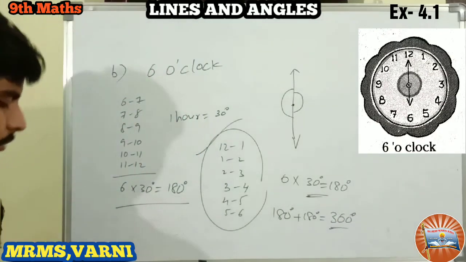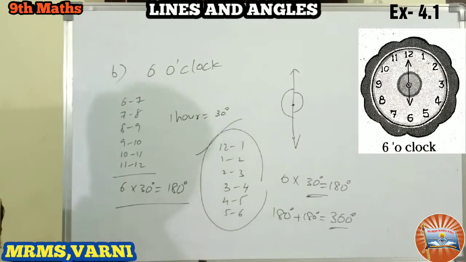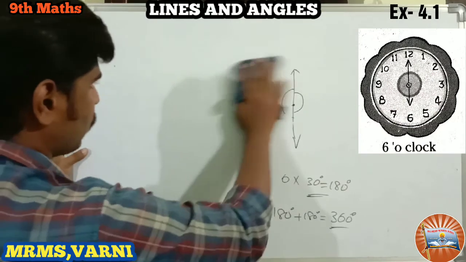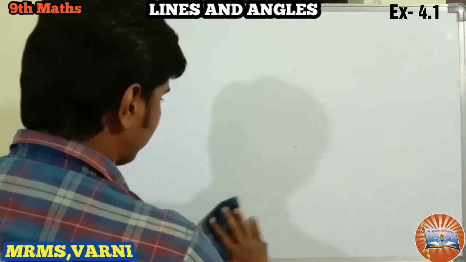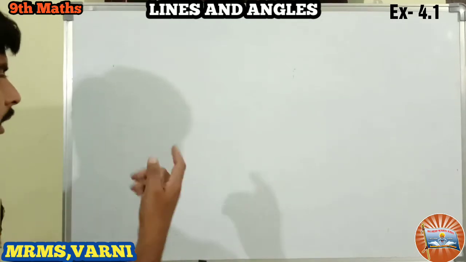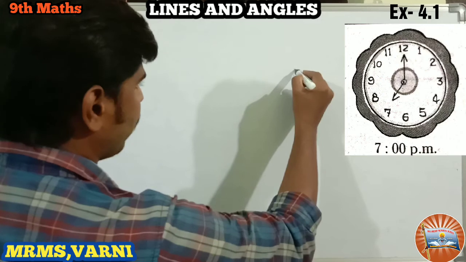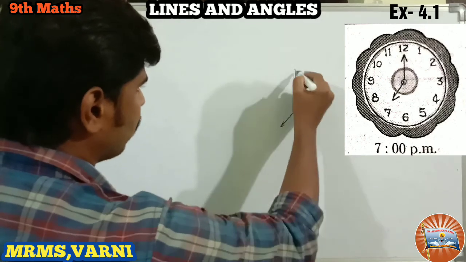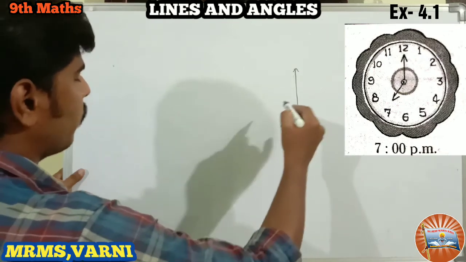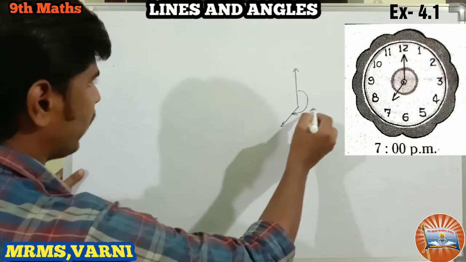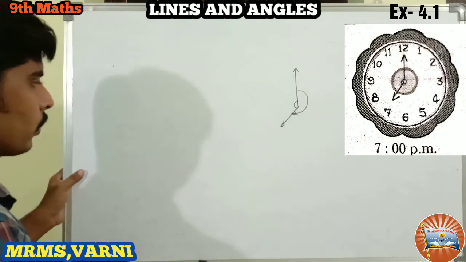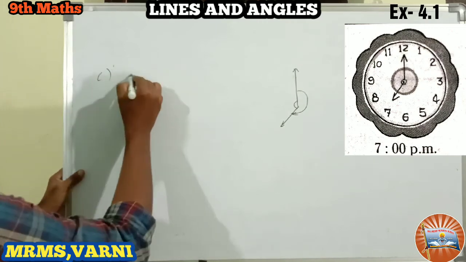Coming to the third case, C, 7 p.m. He just wants to confuse us. There is no difference in the wall clock whether it is PM or AM; it will be like this only. The angle will be like this, and this is the arm. If you count this reflex angle, you will get one angle; if you measure this, you will get another angle. So we shall solve in both cases.